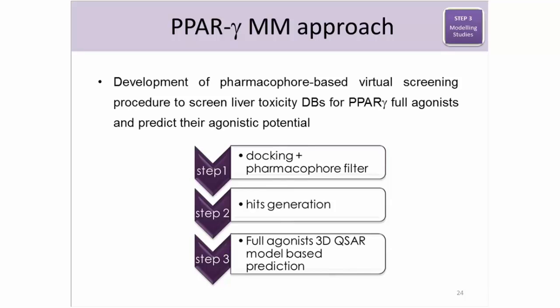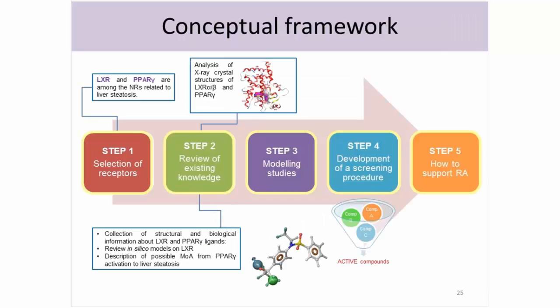The methods are the same, they are applied in a different way. This is a summary. So we have seen the selection of receptors, which receptor we selected and why. The review of existing knowledge: you know that now we have collected all the available three-dimensional structures of the receptors and also information about the known ligands, known binders. We have done these modeling studies, and now we can see how the results and these methods have been combined together to get some results.